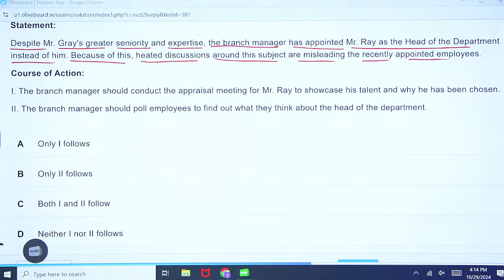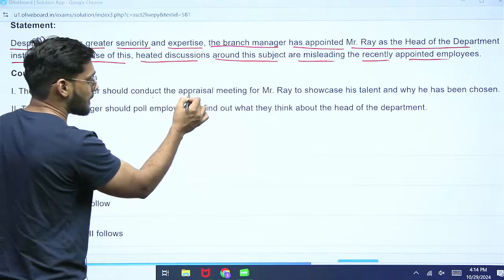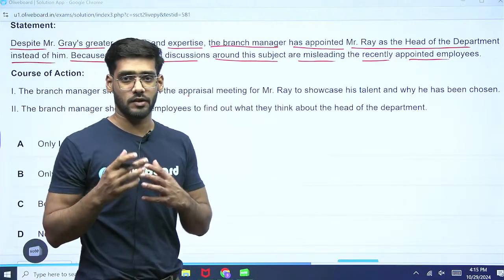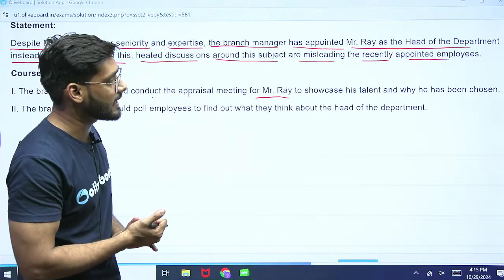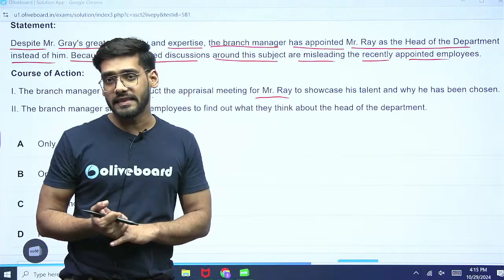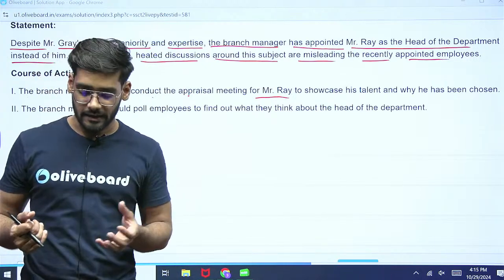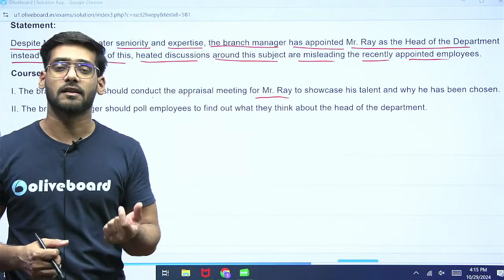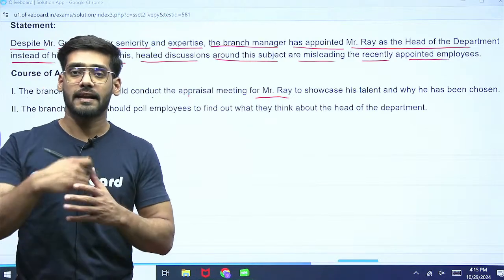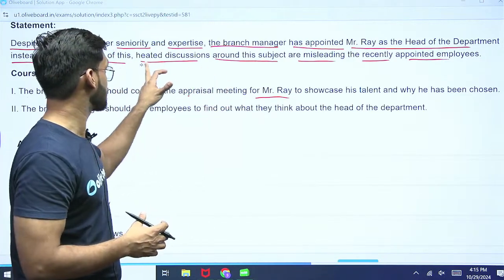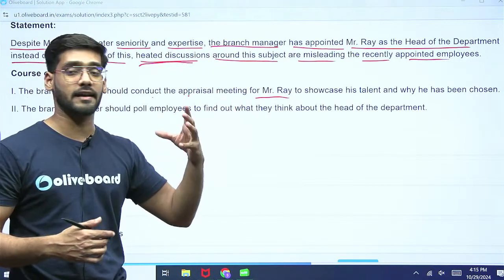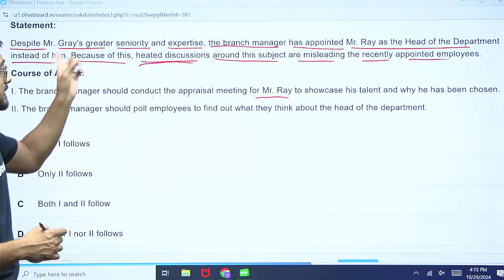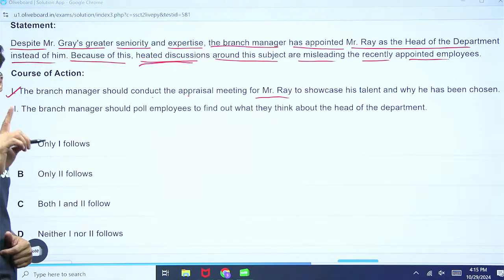So let's see the right course of action that needs to be taken. Course of action number 1: the branch manager should conduct the appraisal meeting for Mr. Ray to showcase his talent and why he has been chosen. Definitely the branch manager should conduct a meeting and give the explanation, so that the heated discussion running around the employees gets the information on why Mr. Ray has been chosen over Mr. Gray. So the first course of action follows.